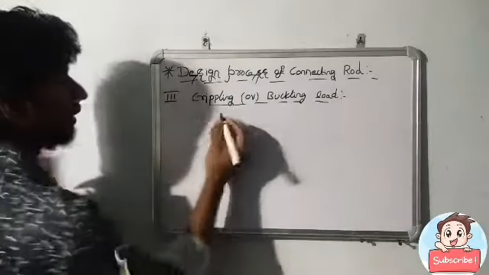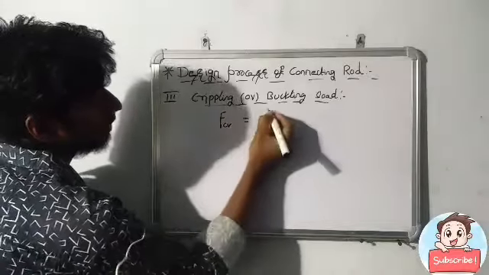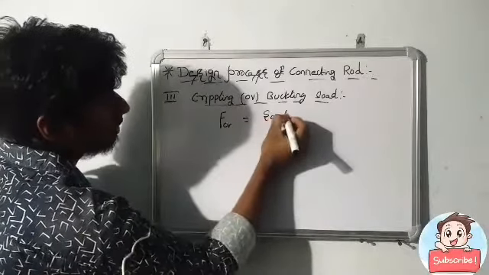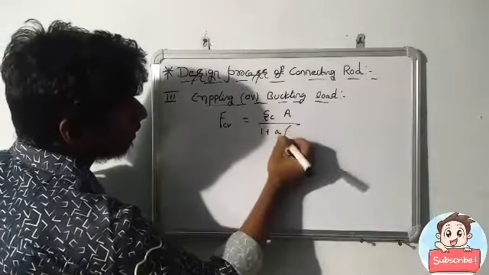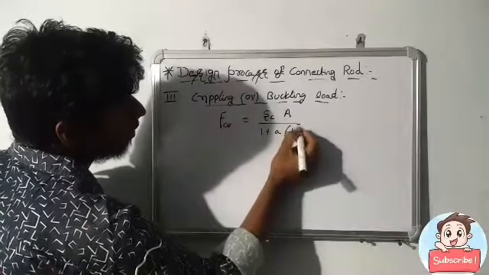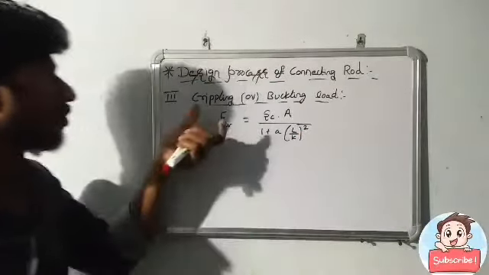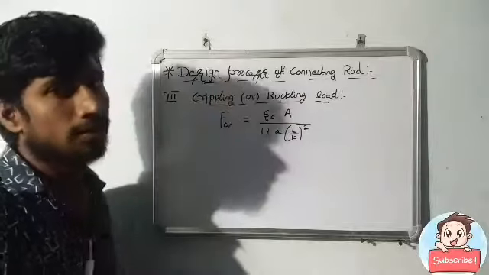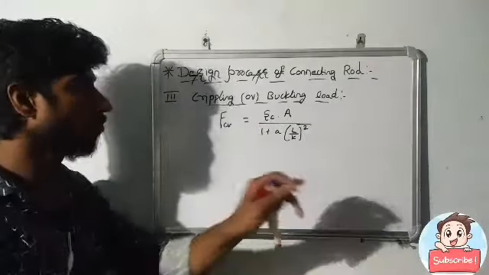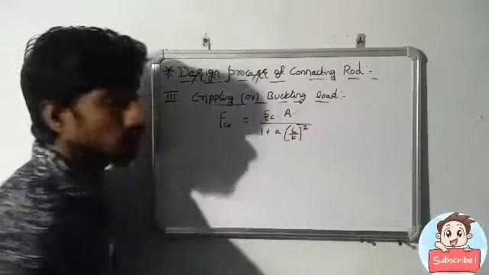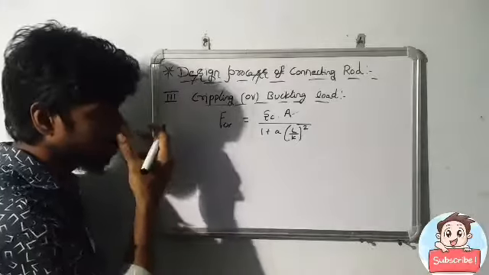So let's see, it is indicated by F suffix CR, that is equal to SC into A, whole divided by 1 plus small a L by K, whole squared. It is the formula to find out the crippling or buckling load. With the help of this crippling or buckling load, we are going to find out the cross section area of the connecting rod. So before that, let's see what terms are involved here.